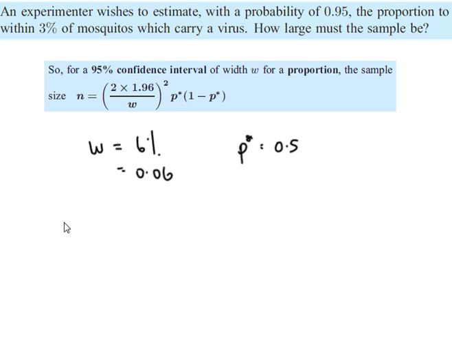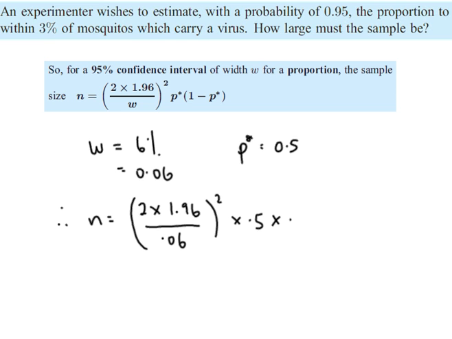So therefore, for our sample size, n, we replace our values into the formula. So the 0.06, the width, 0.5, and then 1 take 0.5. So we end up with the number being approximately 1,067.